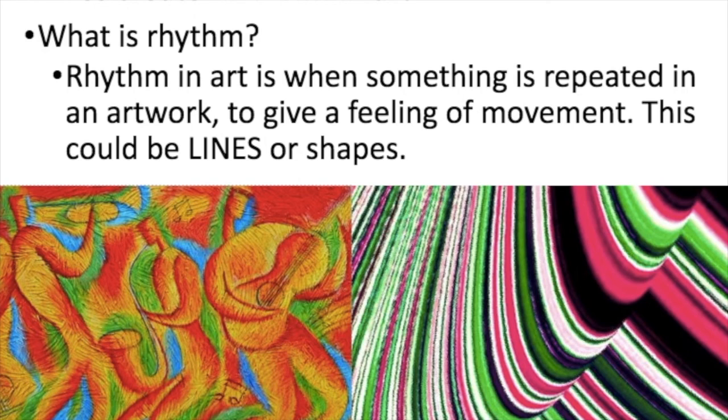Your next word that you're going to be writing the definition for is rhythm. Write your definition on the page where you have your list of words. Rhythm in art is when something is repeated in an artwork to give a feeling of movement. This could be lines or shapes. If you need to pause the video again to write your definition, you can do that, and then hit play when you're ready to go again.